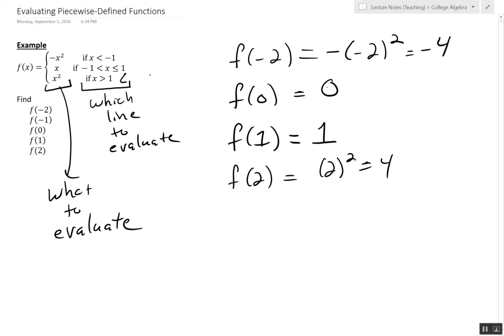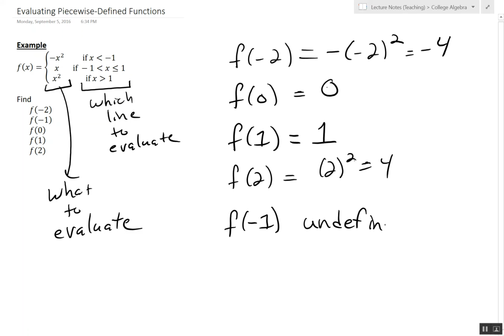Now, one thing you have to watch out for is this sometimes happens. f of negative 1. Notice that it does not satisfy this line because there is no equality here. It does not satisfy this line because there's no equality here. And it doesn't satisfy this line because, well, x is not greater than 1. So notice that it doesn't satisfy any one of those lines, so this is an undefined value.